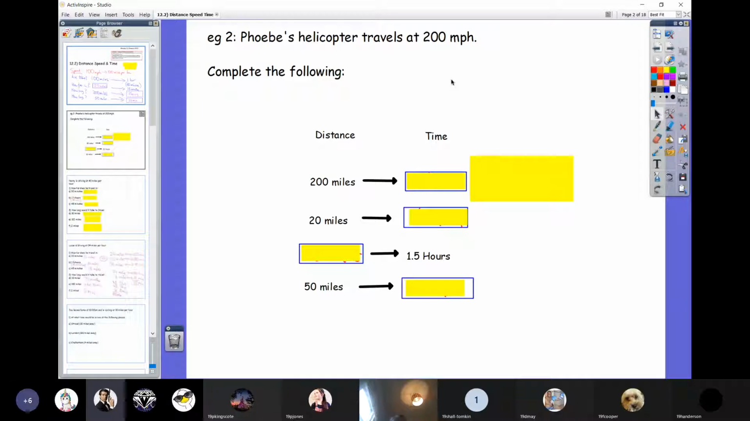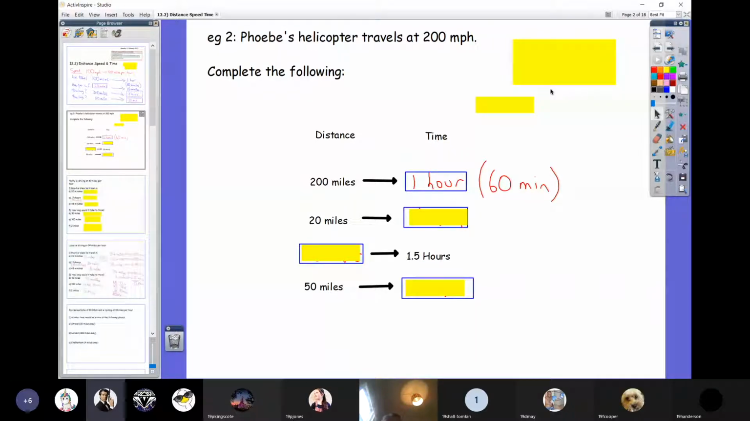Phoebe's got a helicopter. Did you all know that? I don't know if you knew that. So her helicopter is traveling 200 miles per hour. So the first fact you would write down is that she will go a distance of 200 miles in 1 hour, and 1 hour is of course 60 minutes. So say the question said, how long will it take her to do 20 miles? Well, that's a tenth of the distance. 200 divided by 10 is 20. It's going to take a tenth of the time. 60 divided by 10 is 6 minutes.